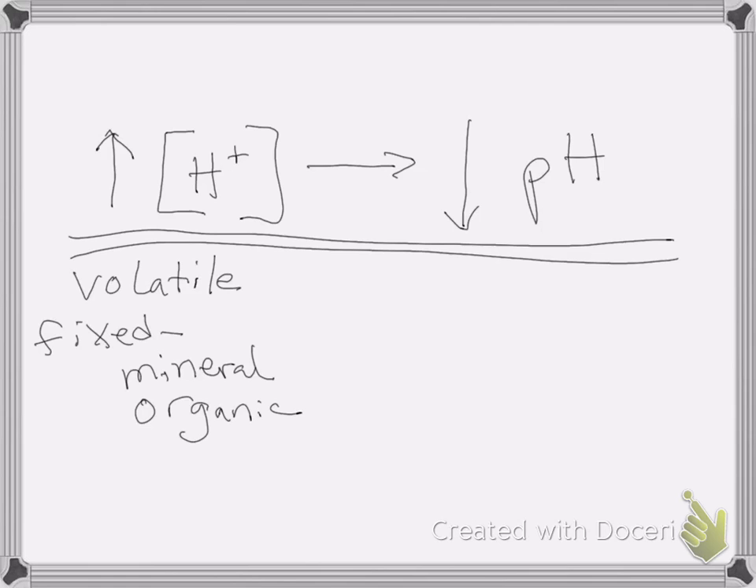What does volatile mean to you? Someone has a volatile personality. What does that mean? They're violent, or they're prone to mood swings, or they change easily, okay? In physiology, volatile means you can breathe it off. That's what it means, okay? So there is one volatile acid. It is carbonic acid.